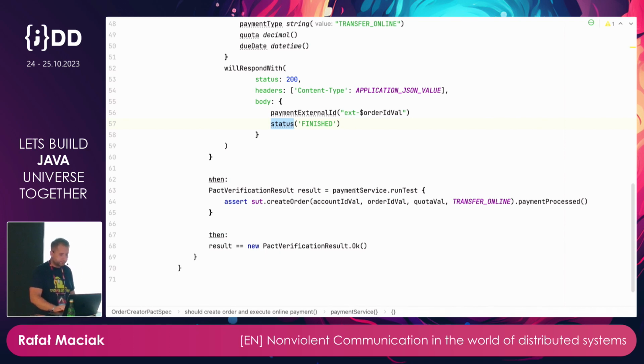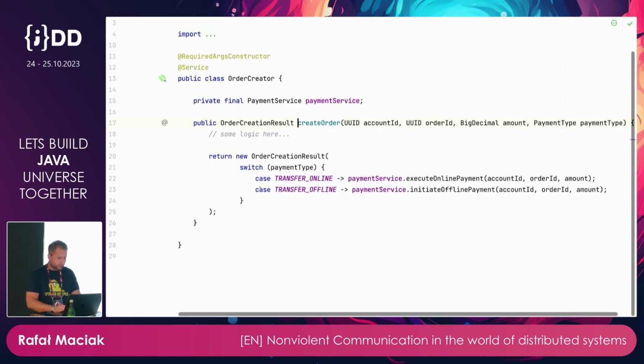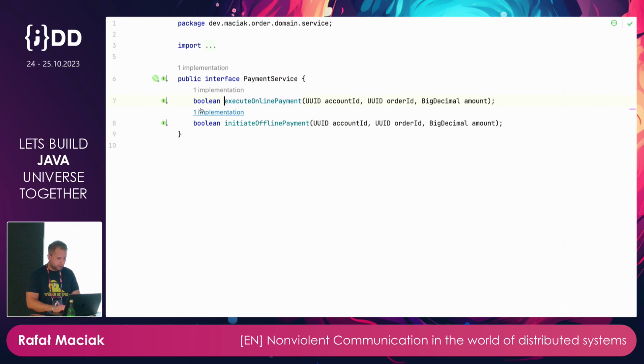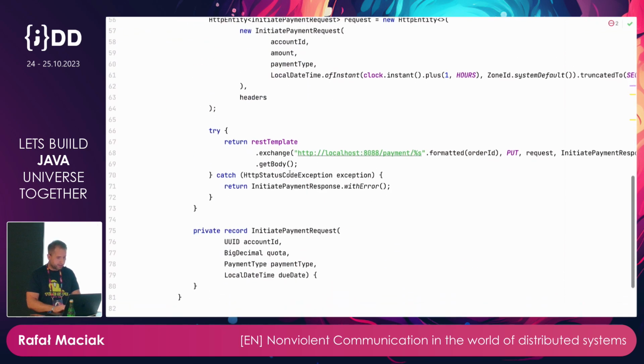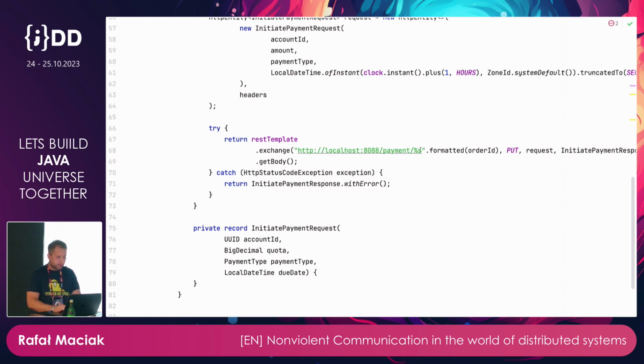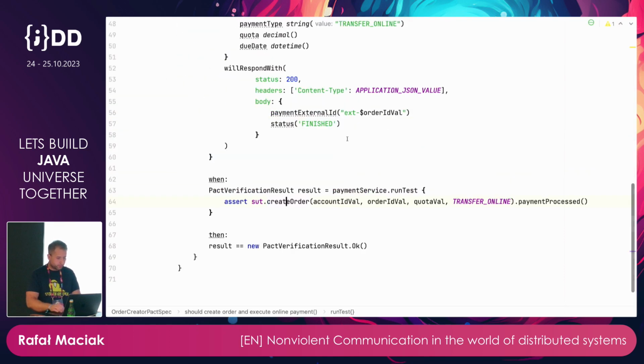So in this boilerplate, I wrap the execution of the test logic, which is in this line, in the run test method. So in the assertion part, I'm just checking that the payment was processed, which is just a boolean which should be true. And I want to show you that I'm not cheating here, and under the hood, there is a real call to the payment service, which is on localhost 8088 and /payment. So returning back to the test, in the then section, there should be also some boilerplate. So I'm just checking that the result of this pact verification is okay.